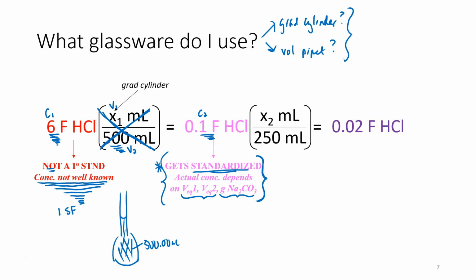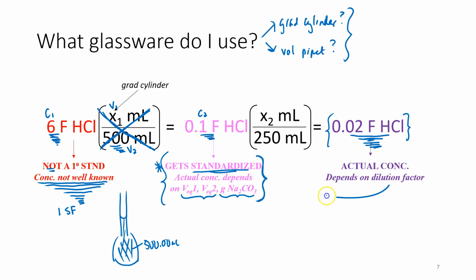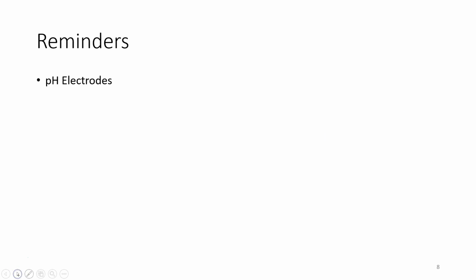But now, think about how you determine the concentration of this, the 0.02. What does this concentration depend on? It actually does depend on this dilution factor. So whatever you get for this volume here, you better use a volumetric pipette. So just a few reminders.